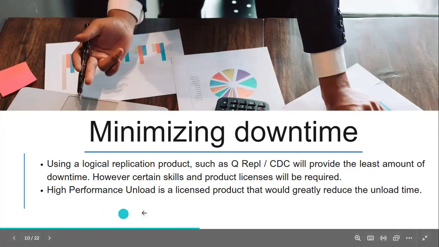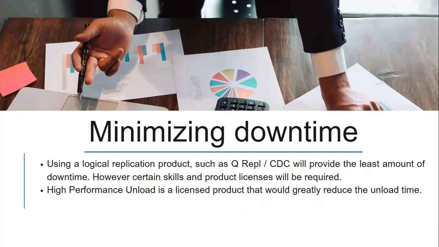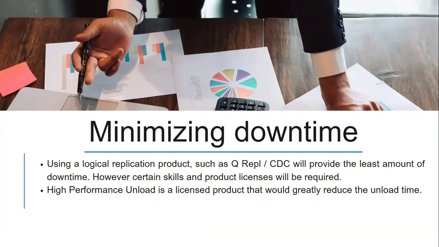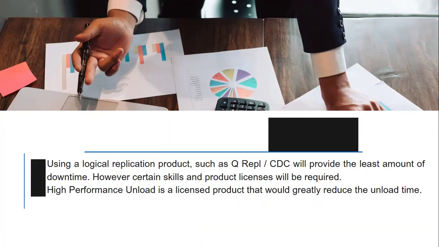HPU unload is a licensed product that would greatly reduce the unload time, meaning the load time, like the migration of data. One thing is common in these two terms: these two are licensed products. So you have to pay additional cost to the vendor to purchase these software and utilize them, provided that you have the skill to utilize them as well.